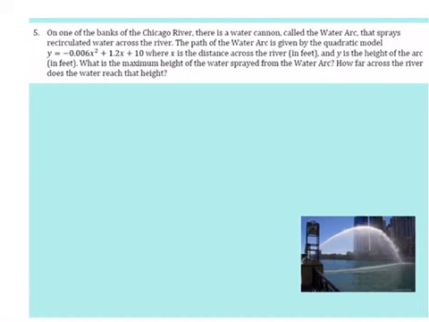So our last example here, it's actually example number 4 for us. On one of the banks of the Chicago River, there is a water cannon called the Water Arc that sprays recirculated water across the river. The path of the Water Arc is given by the quadratic model y equals negative 0.006x squared plus 1.2x plus 10, where x is the distance across the river and y is the height of the arc. What is the maximum height and how far across the river does it travel to reach that height? So I want you to go ahead and try this problem on your own. Pause the video, come back and check your answer when you're completed.